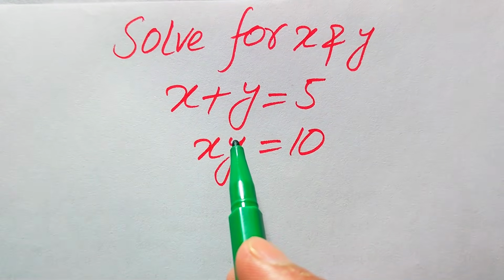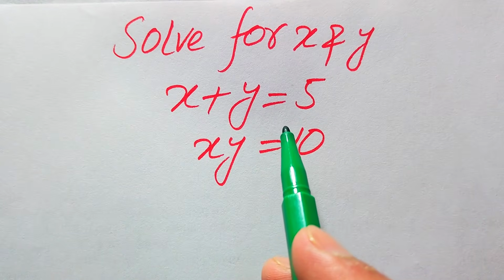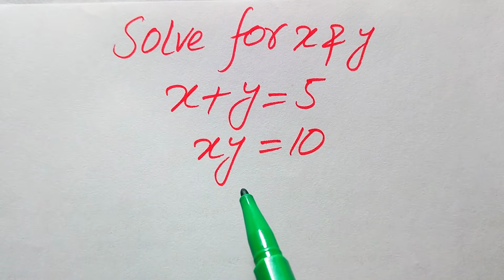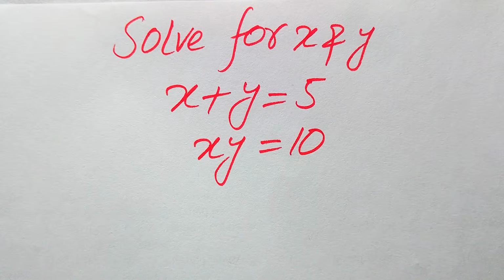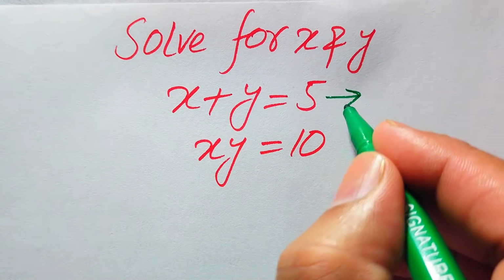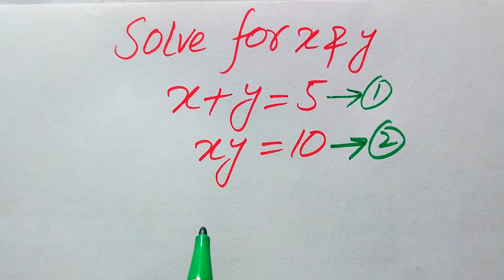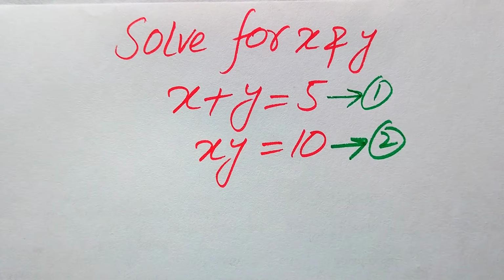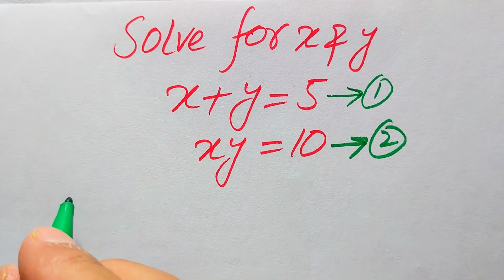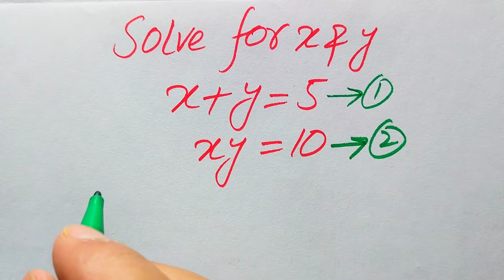So here we have x plus y is equal to 5 and xy is equal to 10, and we solve this problem for all the values of x and y. First we call this equation number 1 and this equation number 2, and we solve these two simultaneous equations and easily get the values of x and y. At the last we will verify which of the values of x and y are solutions and which are extraneous roots.